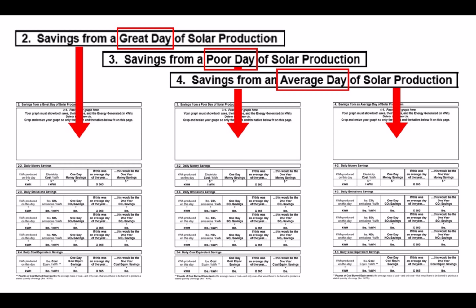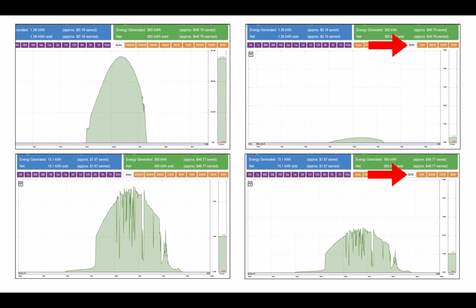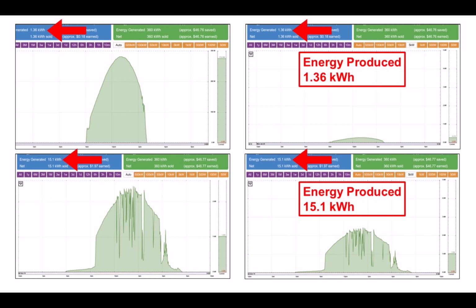But before you begin the next 3 exercises, something needs to change. Here are graphs of 2 different days of solar PV production. At a glance, on which day was more electricity produced? It's impossible to tell much at a glance since both graphs are auto-scaled. However, set to the same scale, it's easy to see which day produced more energy. A lot more, over 11 times more.